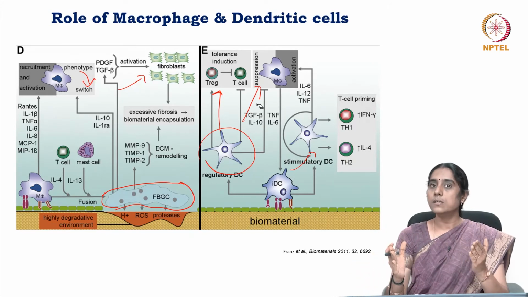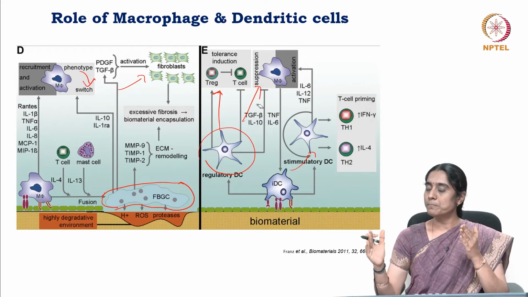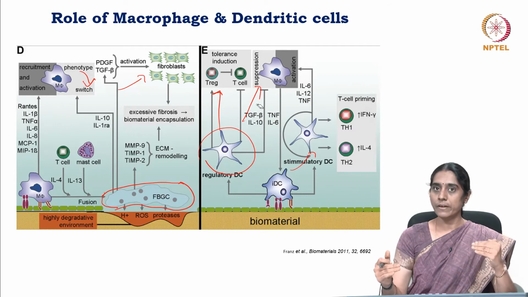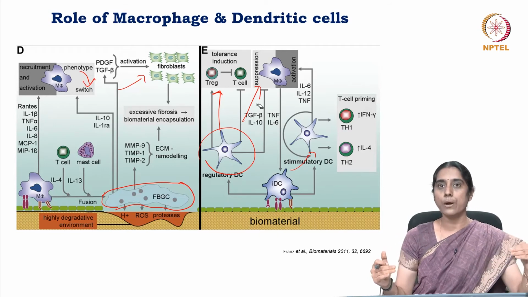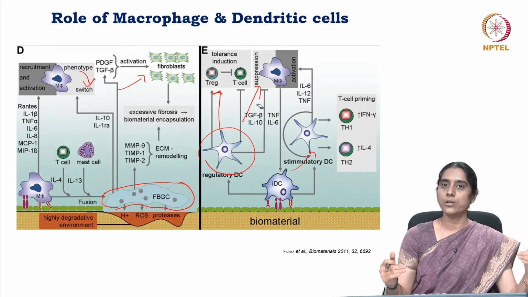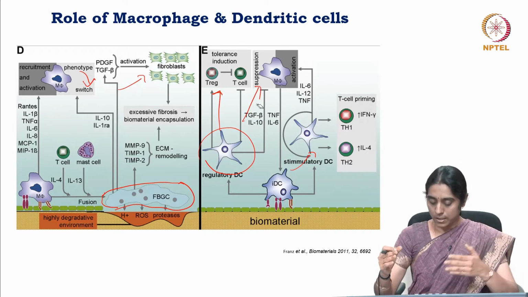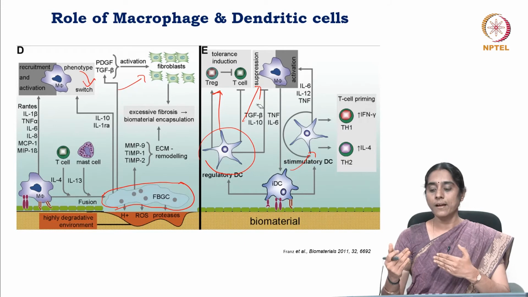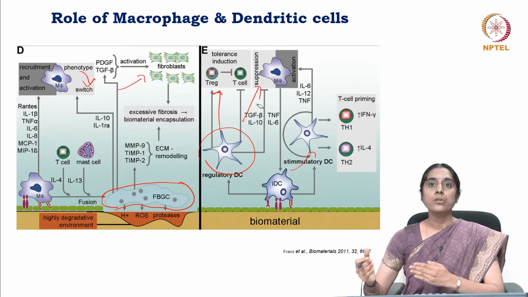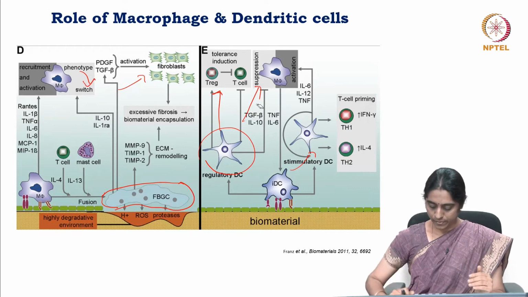If the biomaterial has to be successful and has to perform optimally, there should be an initial inflammation. We cannot say that we have to totally avoid inflammation. We need immune cells at the site of the implant, which are going to initiate the wound healing, and then it should resolve over a period of time so that failure is avoided.